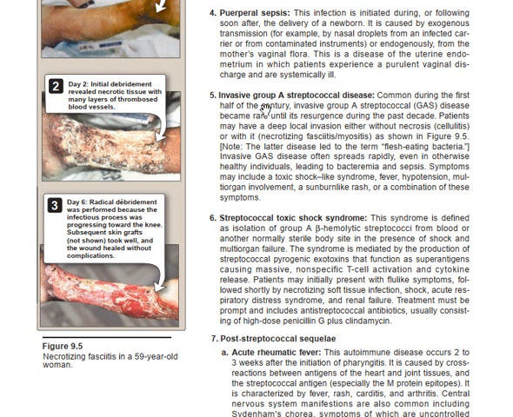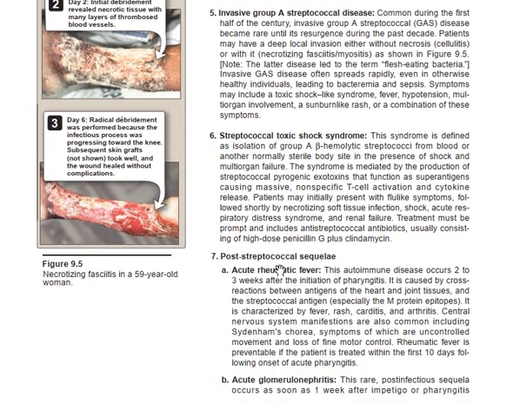The next one, you have invasive group A Streptococcal disease. We have Streptococcal toxic shock syndrome. We have post-Streptococcal sequelae. Now, the post-Streptococcal sequelae include acute rheumatic fever, which I was just talking about, and acute glomerulonephritis.